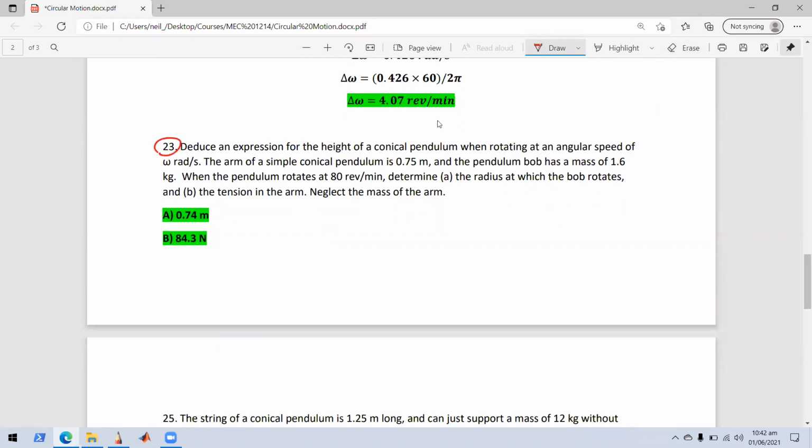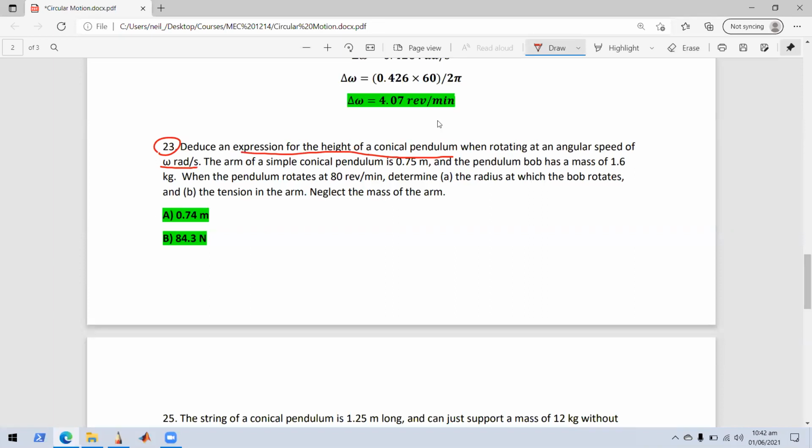So now for number 23, I want you guys to work it yourself, right? And I want you to think it through. Now, it might be a bit different, but I'm sure you guys can solve it, right? What you need to do is deduce an expression for height of a conical pendulum when rotating at the angular speed of omega rads per second. We've done this before. You guys know how to do this, right? Same as number 1, right? Not number 1, number 19.